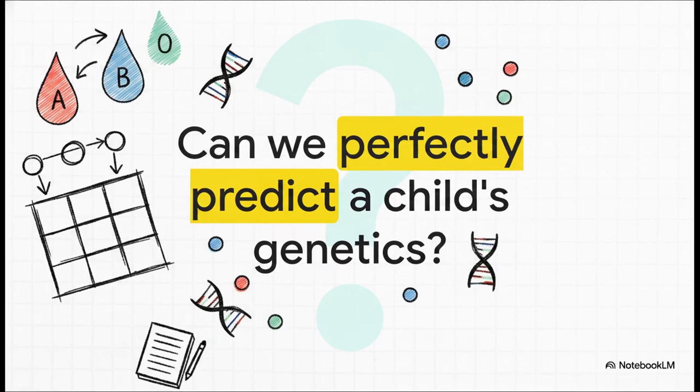If you know a couple's blood types, can you perfectly predict the genetics of their child? Well, we just saw how a type A and a type B parent can actually have a type O child. The variables are just fascinating. So I highly encourage you to grab a piece of paper right now, set up a Punnett square, and try solving the mystery of your own family's genetics using the exact mechanics we mapped out today.